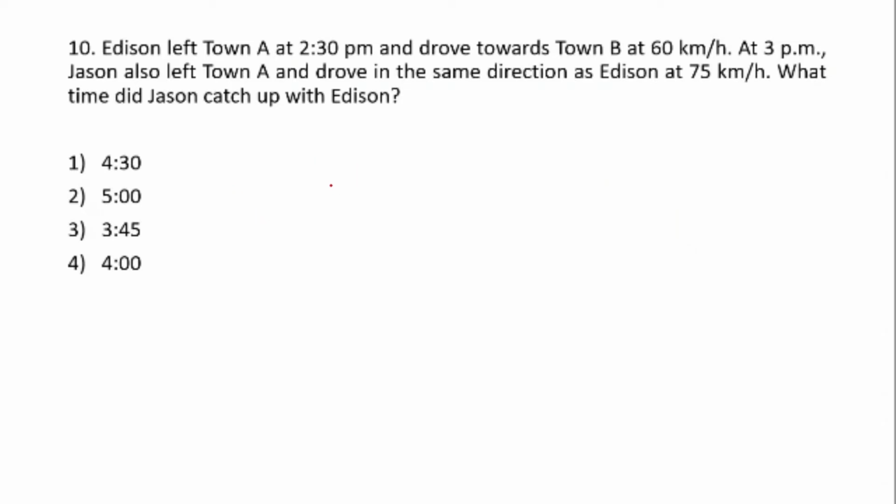All right, let me draw a diagram for you. So here, let's say this is Town A and this one is Town B. And then Edison left Town A at 2:30 p.m. at a speed of 60 kilometers per hour. Okay, we've learned rate just recently. 60 kilometers per hour, you can read that as every hour, Edison travels 60 kilometers.